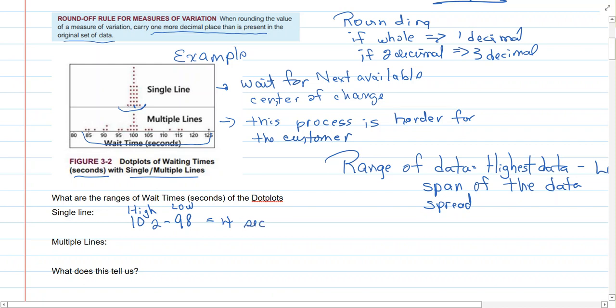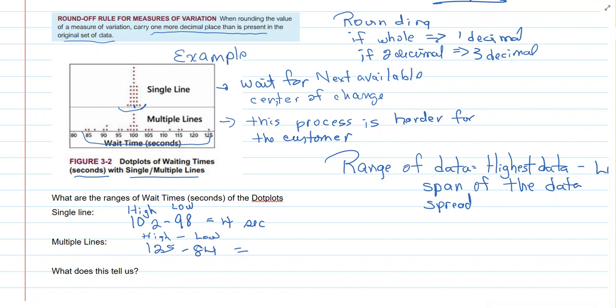So the span is 4 seconds for all the customers that they gauged from using this single line. Well, for a multi-line, the low is 84 and the high is 125. And we get, it looks a little bit like 41, right? Yes.